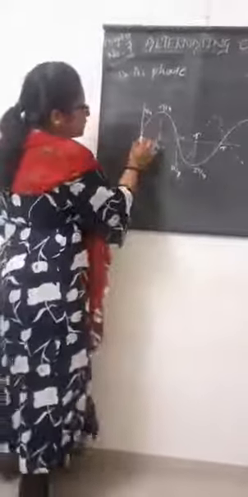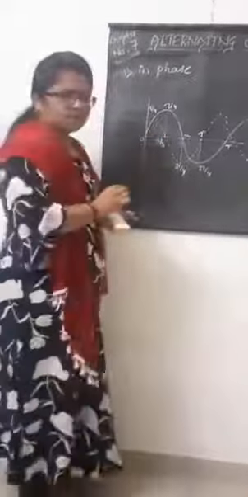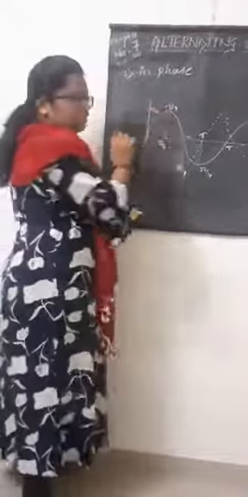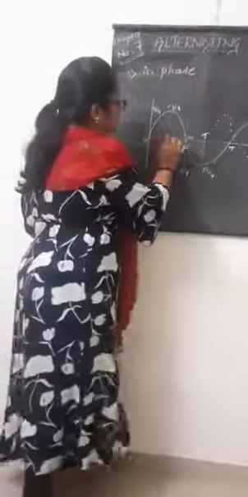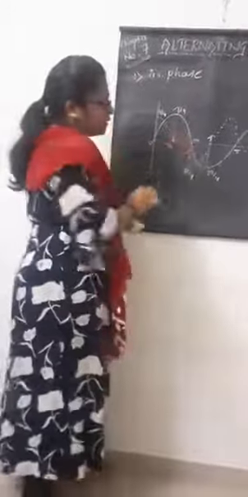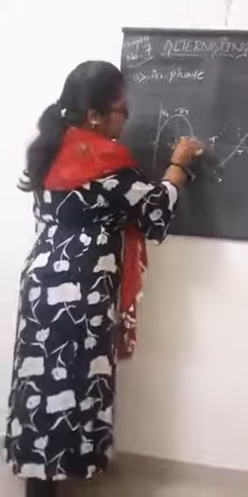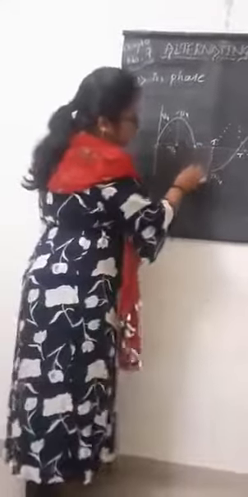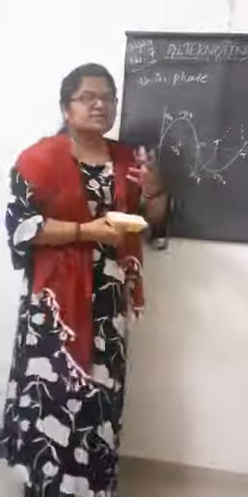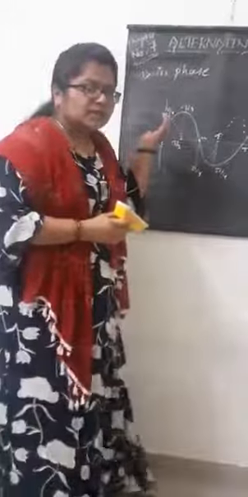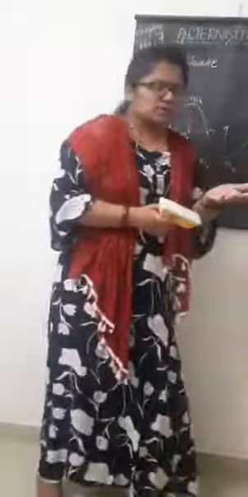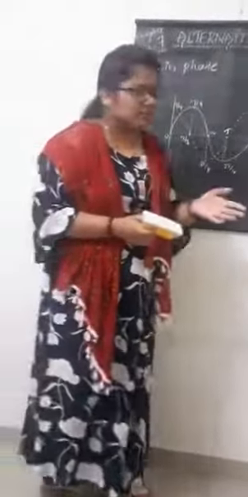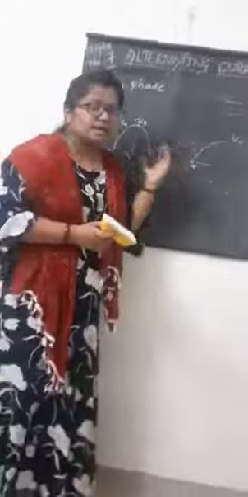What happens? The wave A is at 0 when wave B is already at T by 4. When wave A is at T by 4, wave B is already at T by 2. When wave A is at T by 2, wave B is at 3T by 4. Means they are not the same. In the previous diagram, when A is at 0, B is also at 0. When A is at T by 4, B is also at T by 4. But here, they are not at all the same. Their equivalent positions are not the same, they are changing.